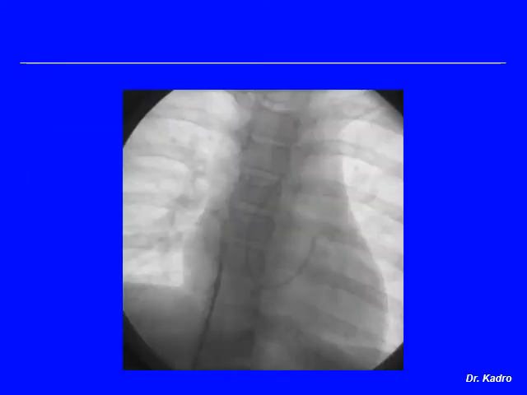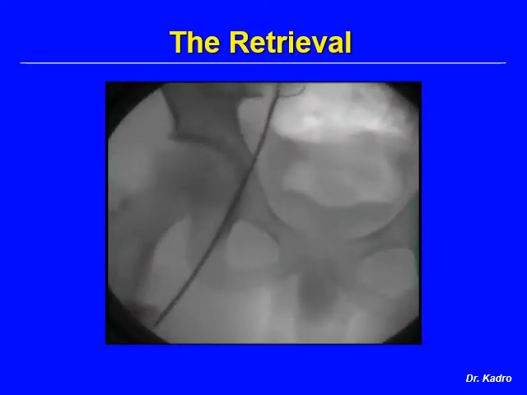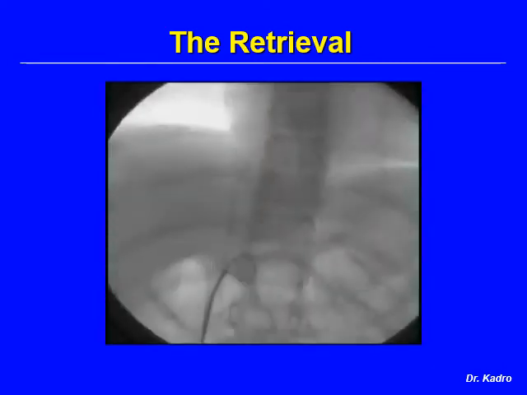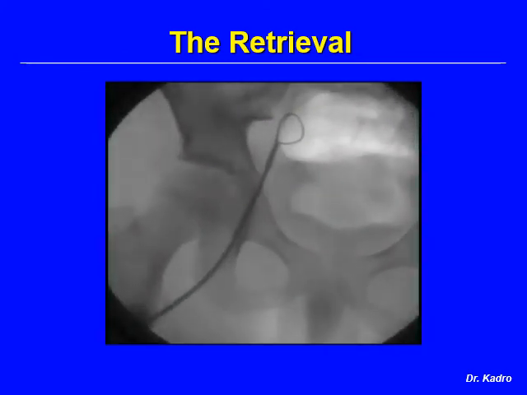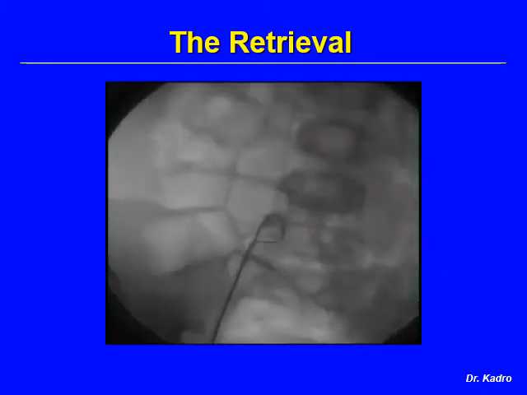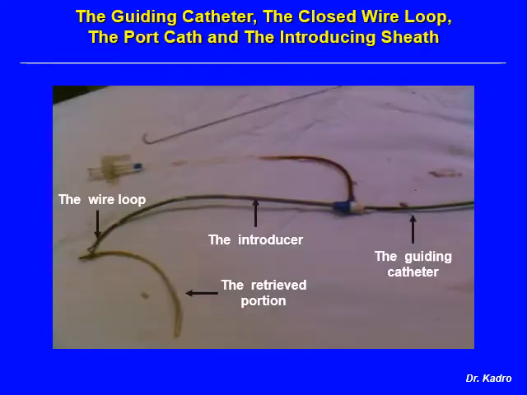So this is the fluoroscopy again, and this is a cine angiogram showing the retrieval all the way from the right atrium down to the femoral vein. And this is the last picture showing the portacath that was retrieved. This is the introducer sheath, and this is the loop of the wire, and this is the guiding catheter.